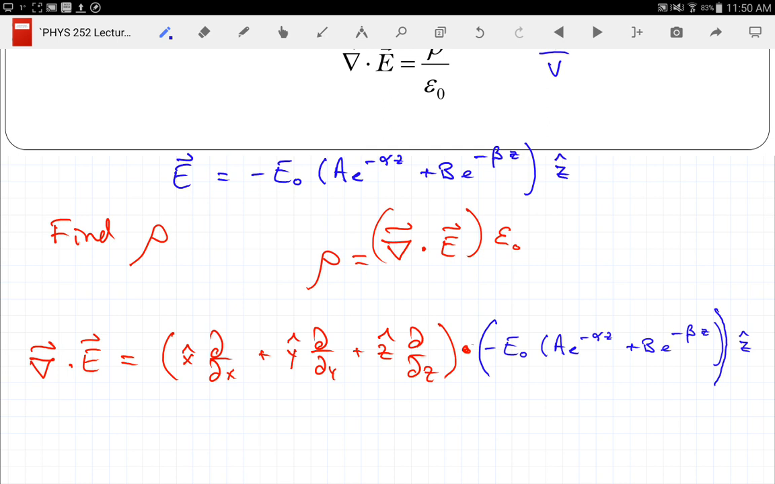When you do the dot product first before the derivative, when you do the dot product, what do you have?